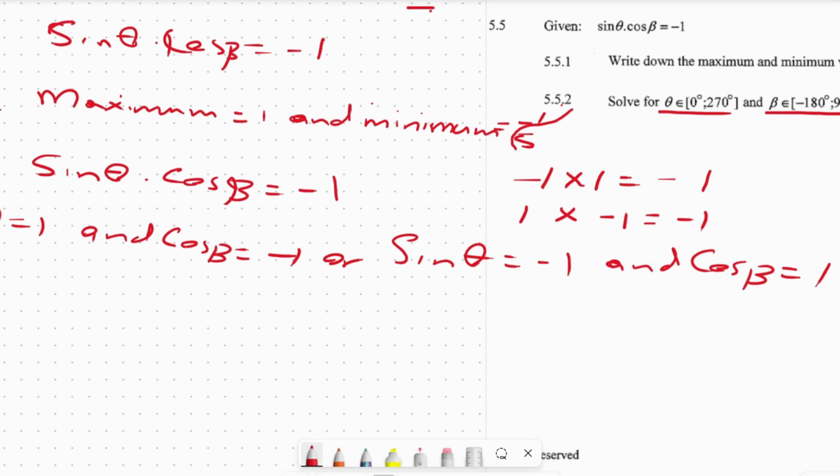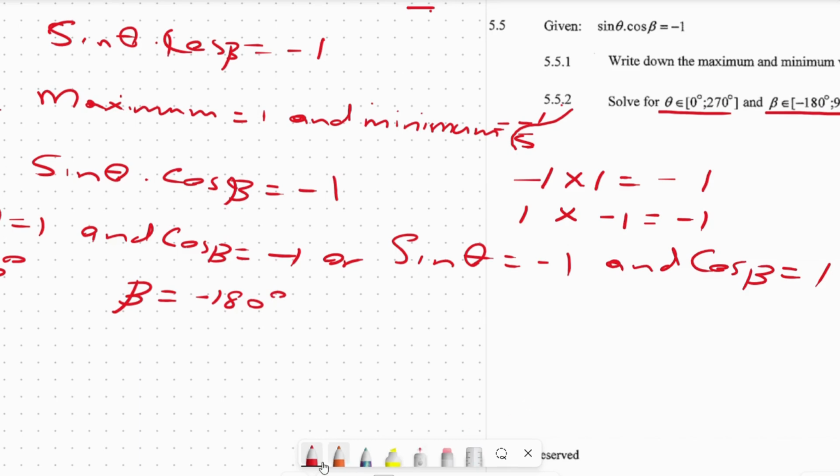So now let's go to these regions here. When can sine theta become +1? It's when theta is equal to 90 degrees. When can we have cos beta equal to -1? It's when beta is equal to -180 degrees.